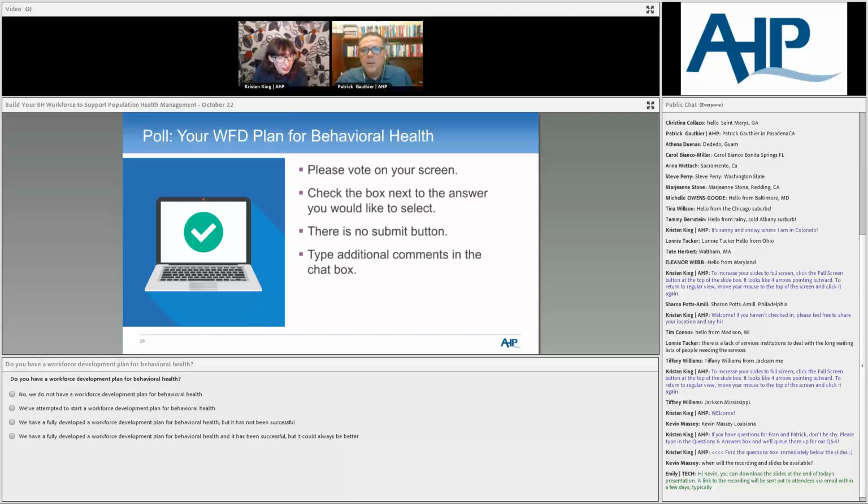Or it is fully developed and it's working really well, but you're constantly refining it. So go ahead and select the option that best describes your organization. And again, there's no submit button here, so as soon as you click the circle next to your chosen answer, it will automatically push that answer to us. And after the votes slow down, I will show these to everyone. We've got a tie for first right now, so I want to make sure everyone has the chance to vote so we can see if this is a true tie or if we just have some folks who are still selecting.